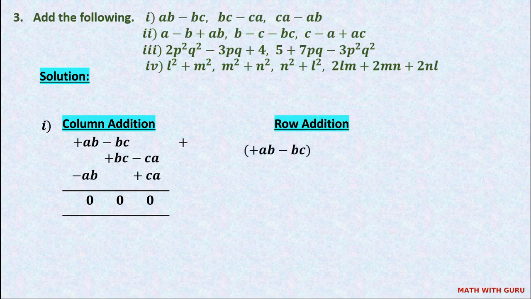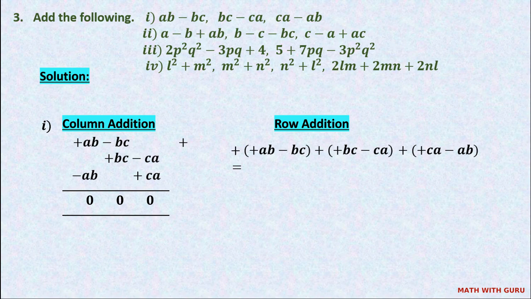How do we add the same expressions using row addition? In a row, write the expressions inside pairs of brackets. Now, the first pair of brackets is preceded by positive sign. Let us open the brackets.